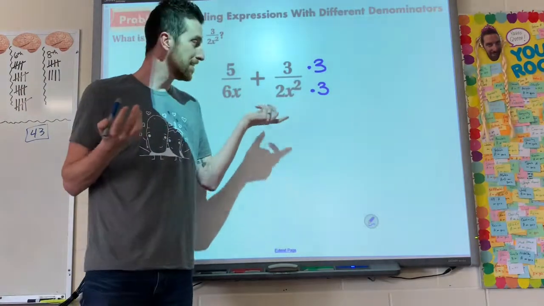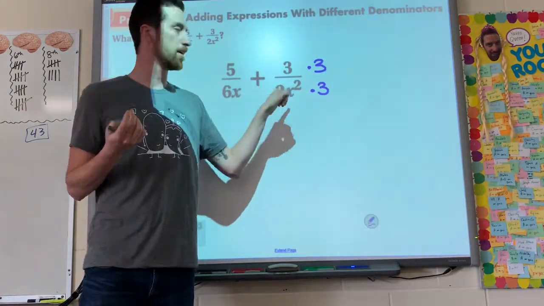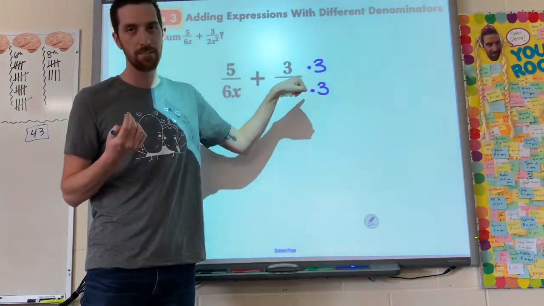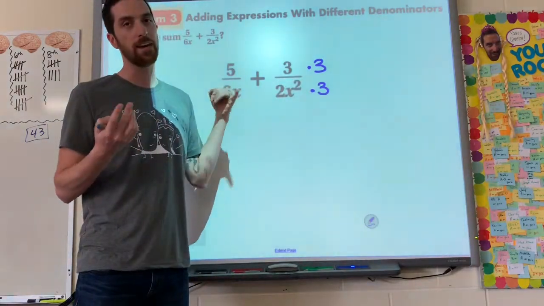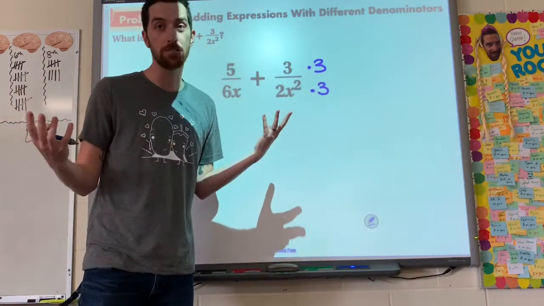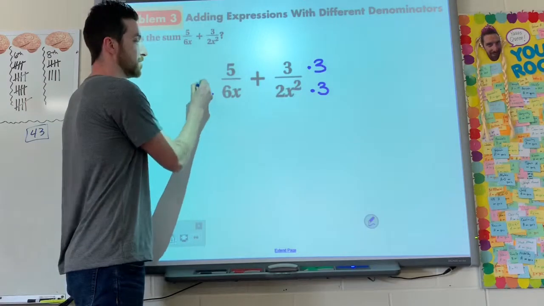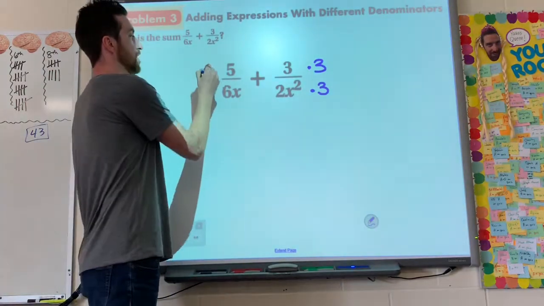They both need to have at least x to the second power. Now this one's already got it. This one does not, it just has x. So we need another x. So we're gonna multiply this by x in the numerator and the denominator.